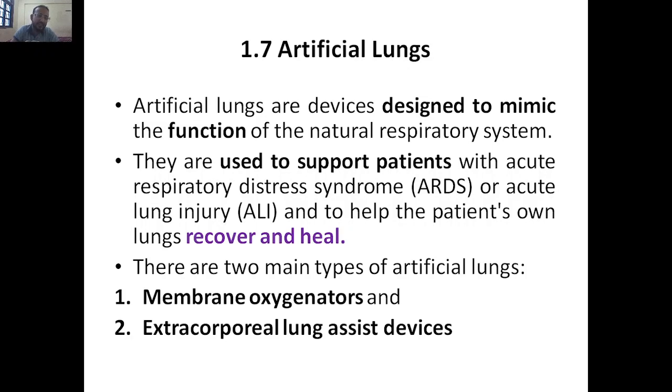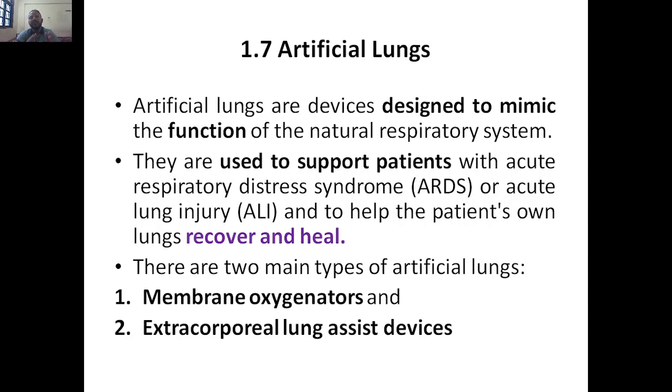So let's start with the introduction. The artificial lungs are devices that are designed to mimic the function of the natural respiratory system. So these artificial lungs should work like a lung, that's it. That is, it should behave like a natural respiratory system.